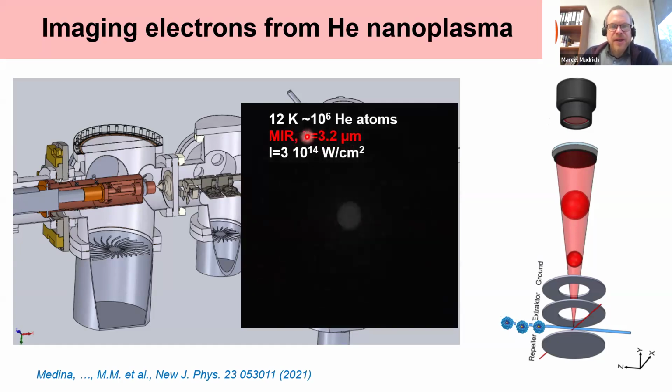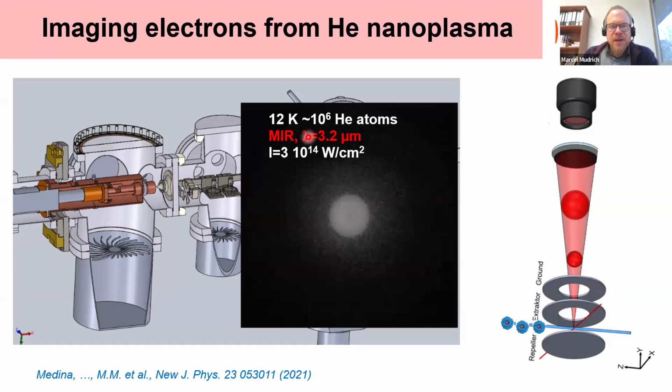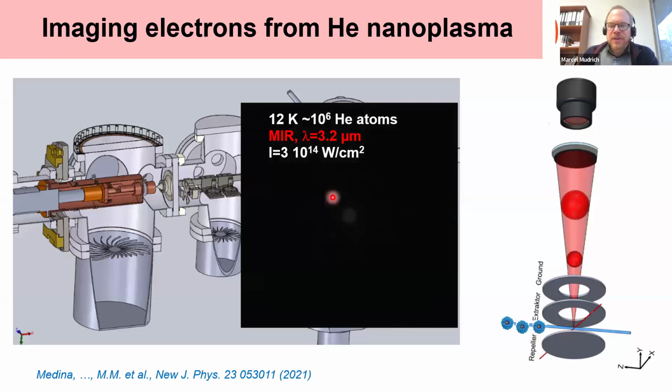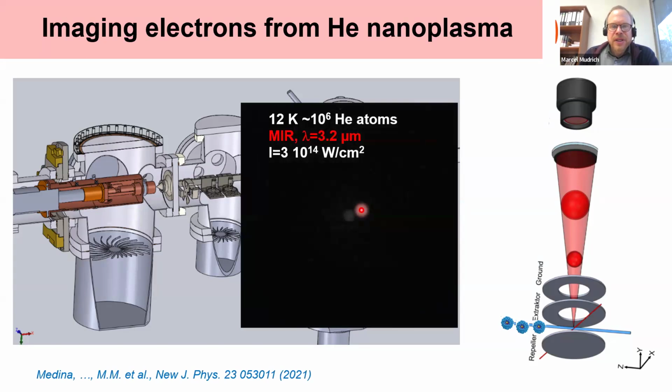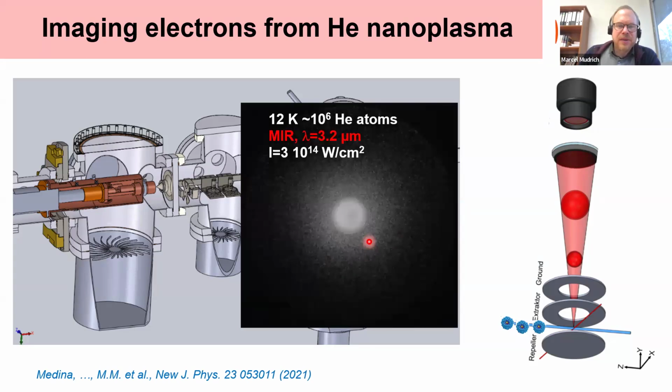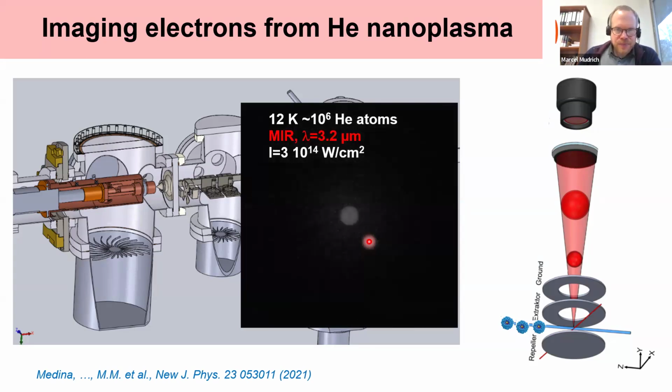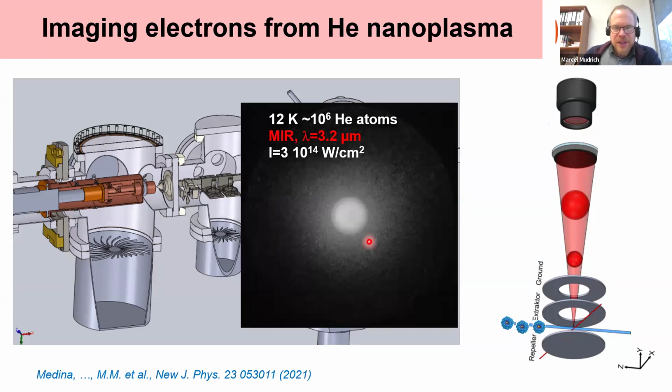Whenever such an intense laser pulse hits a nanodroplet, a whole lot of electrons are produced in this expanding nanoplasma, and those electrons can then be projected and imaged on a detector. This is almost live, like it is live in the lab, when you detect these electron images on a shot-to-shot basis.